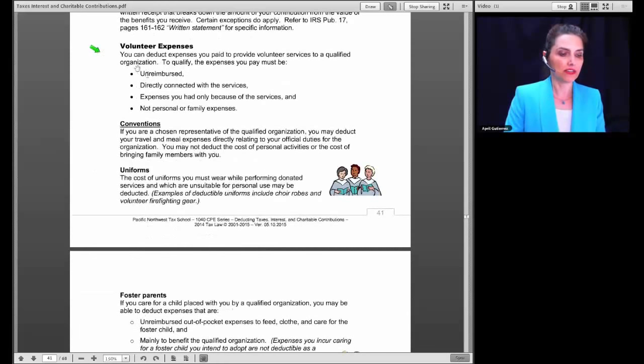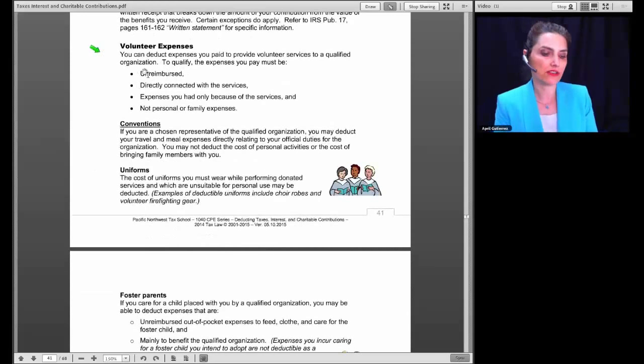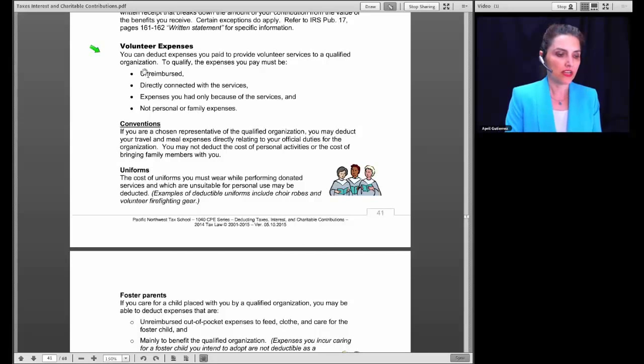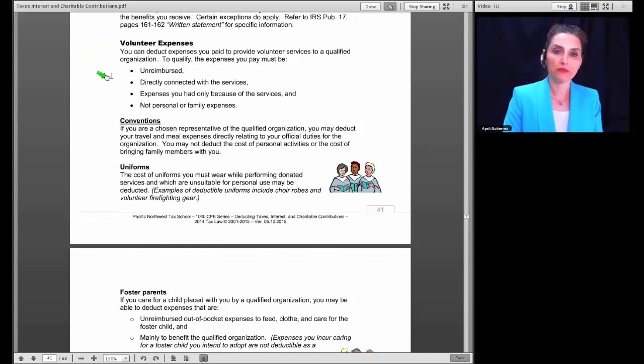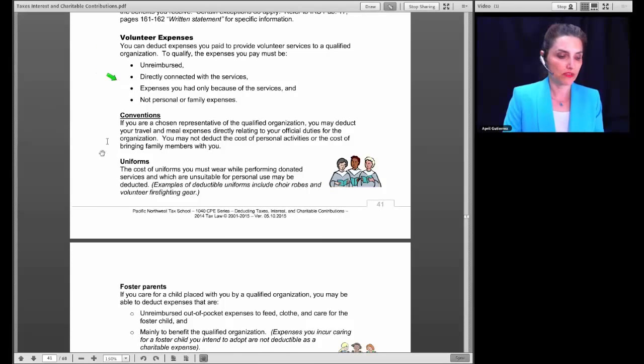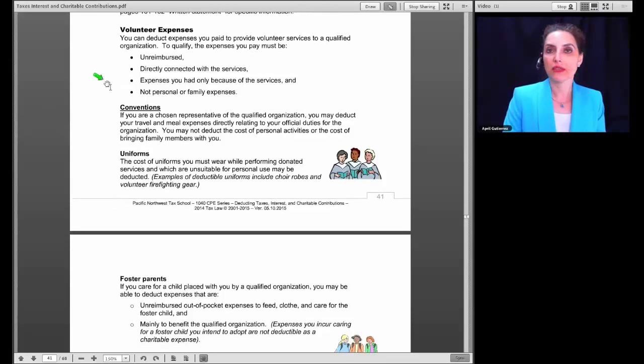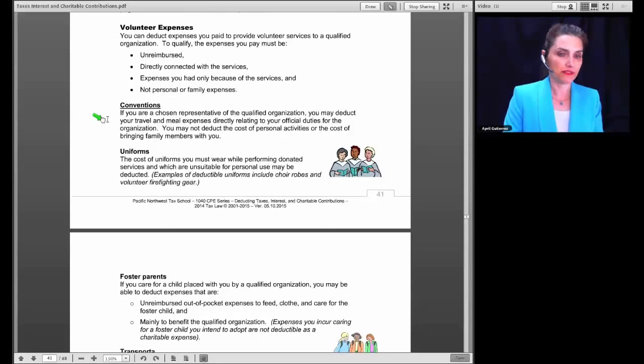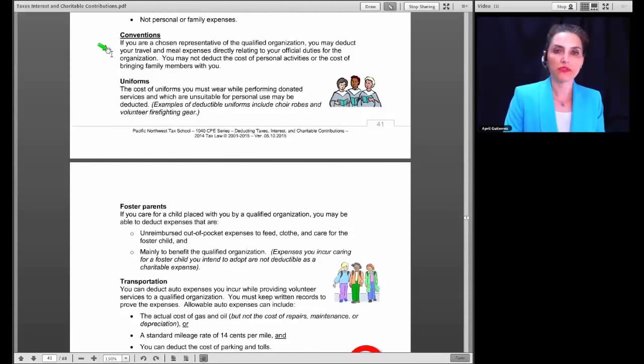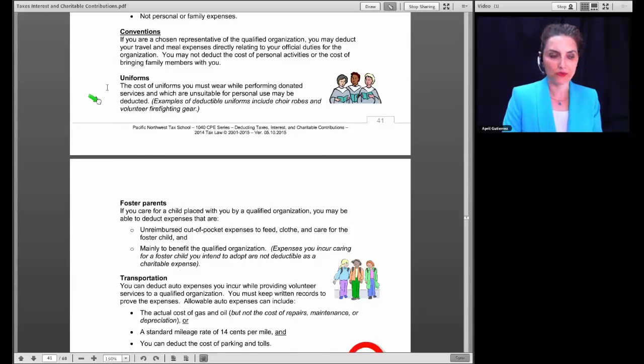Volunteer expenses. You can deduct expenses you paid to provide volunteer services to a qualified organization. To qualify, the expenses you pay must be unreimbursed, directly connected with the services, expenses you had only because of the services, and not be personal or family expenses. For conventions, if you are a chosen representative of the qualified organization, you can deduct your travel and meal expenses directly relating to your official duties for that organization. You may not deduct the cost of personal activities or the cost of bringing family members with you.